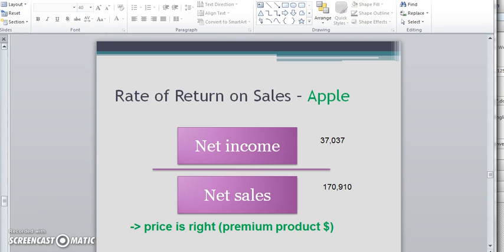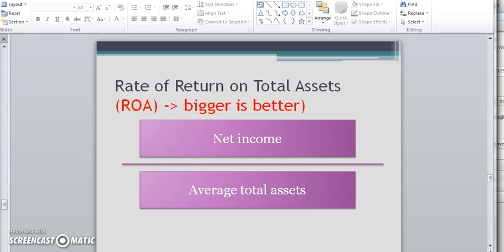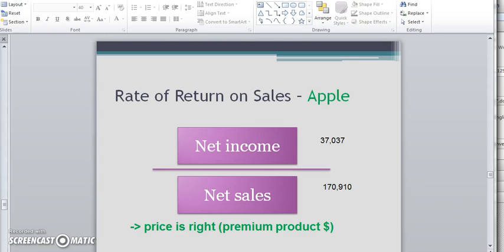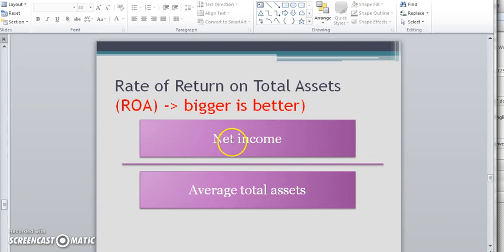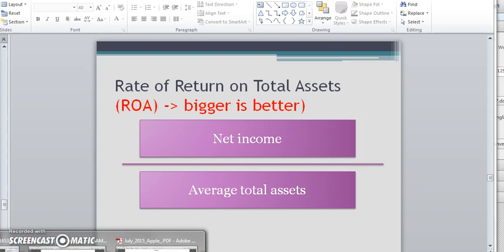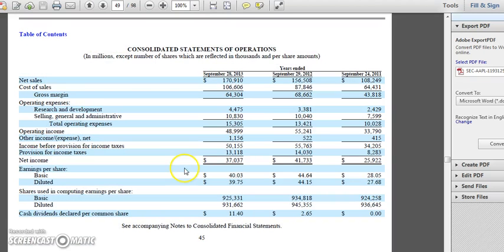Let's now look at another figure, and let's take a look at total assets. So we've got return on sales. Now, return on assets. Notice that instead of net sales, because this is return on sales, return on assets is net income divided by the average total assets. Now, where do we find that for Apple? So remember we've got our net income. There's the figure for net income.